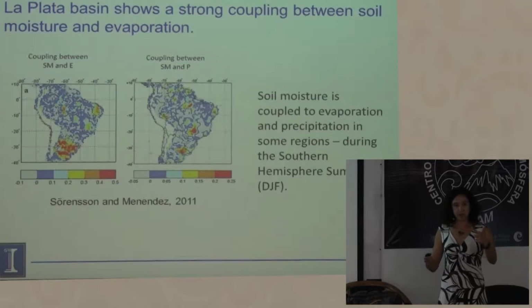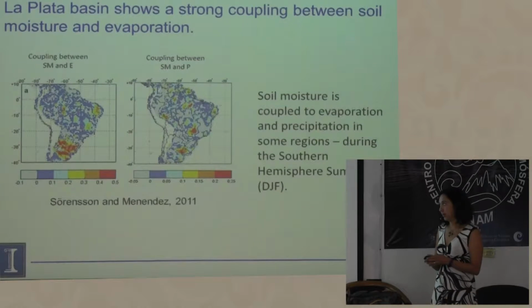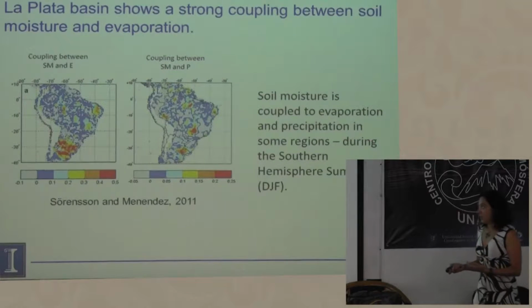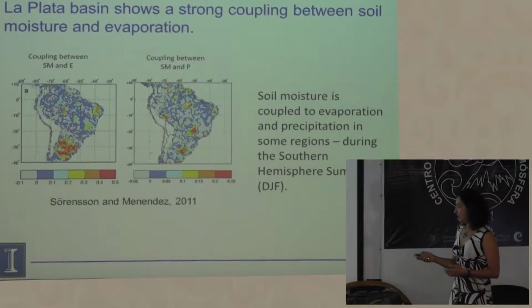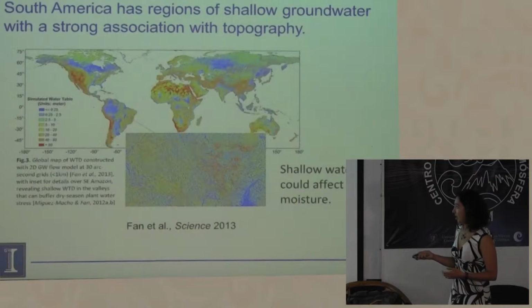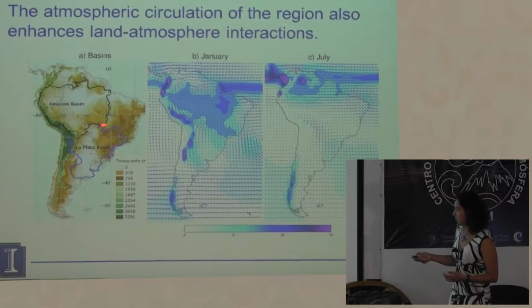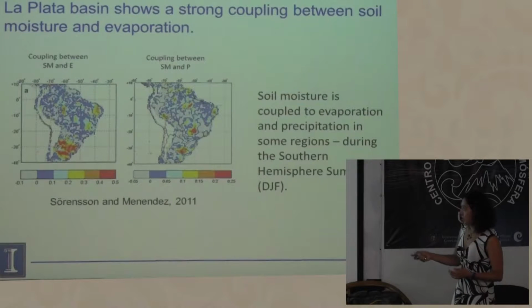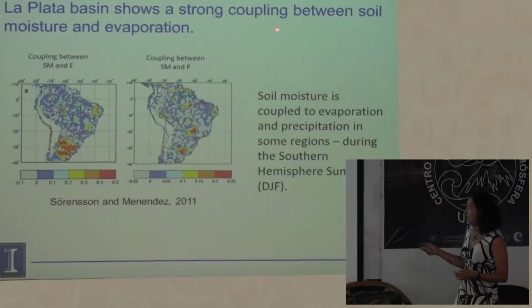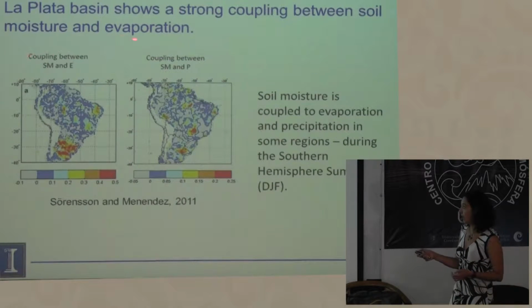So first motivation is that in South America, there's broad regions of shallow groundwater. The second motivation is that the La Plata River Basin, one second, I'll show. This is the La Plata River Basin. This is the Amazon Basin. And this is La Plata down there. Okay, so the La Plata Basin shows a strong coupling between soil moisture and evaporation.